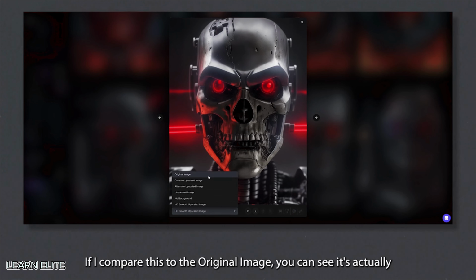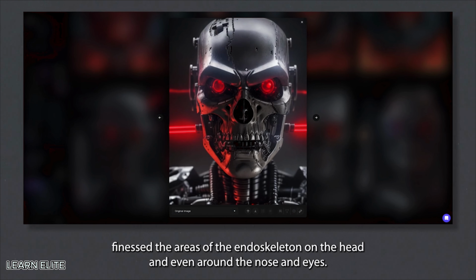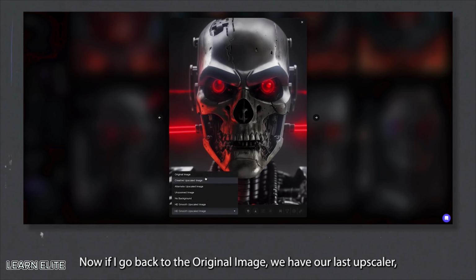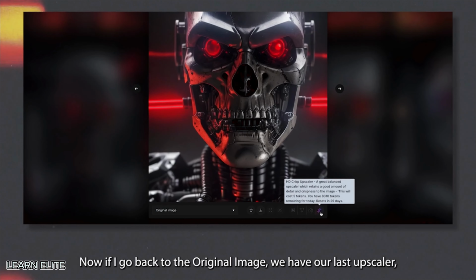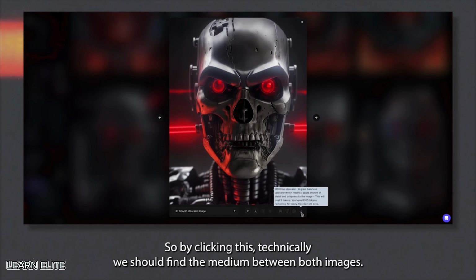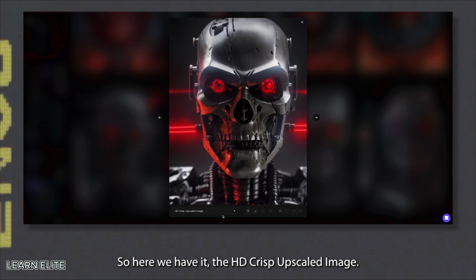If I compare this to the original image, you can see it's actually finessed the areas of the endoskeleton on the head and even around the nose and eyes. So if I just toggle between the two, you can see there's a decent smoothing effect applied to it. Now, if I go back to the original image, we have our last upscaler, which is the Crisp Upscaler. And essentially, this is a balance between the Creative Upscaler and the alternate upscaler. So by clicking this, technically, we should find the medium between both images. So here we have it, the HD Crisp Upscaled image.